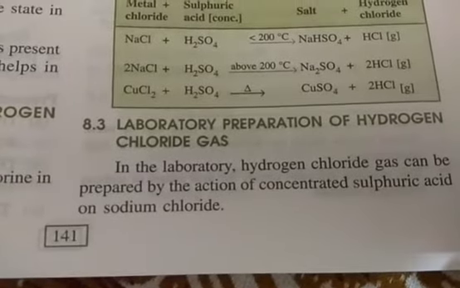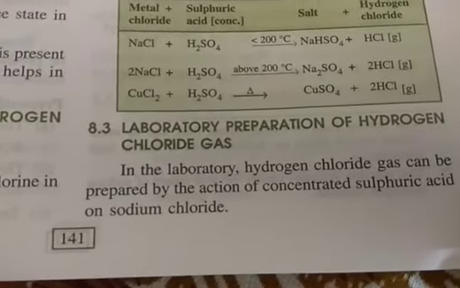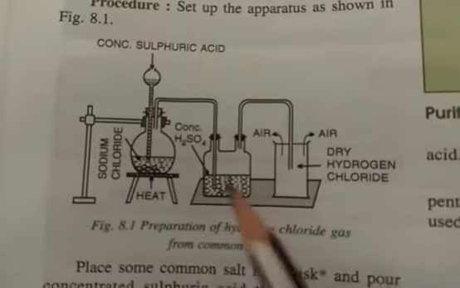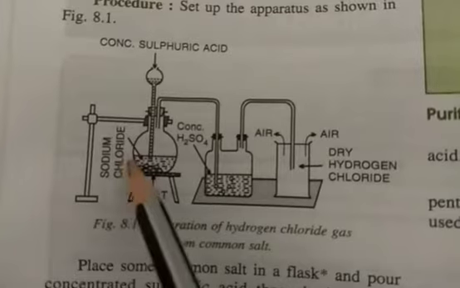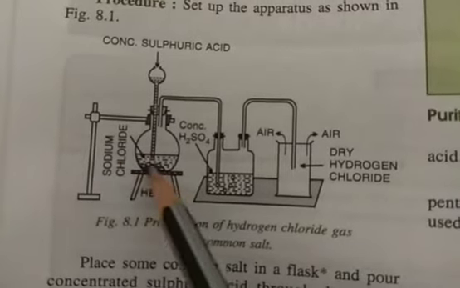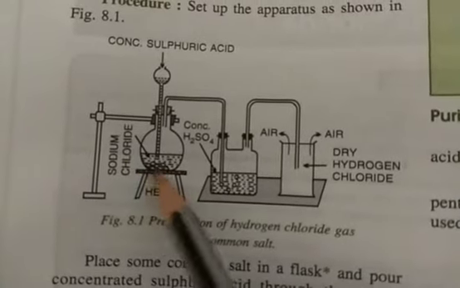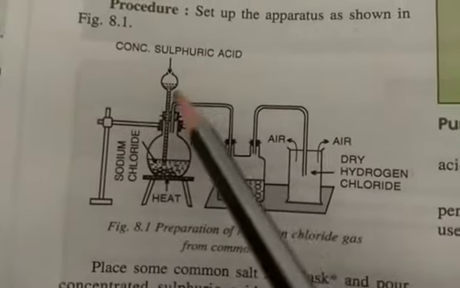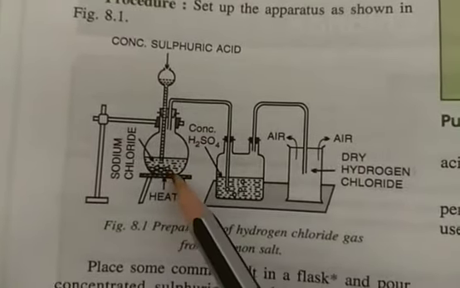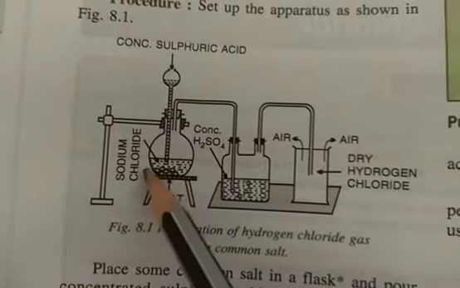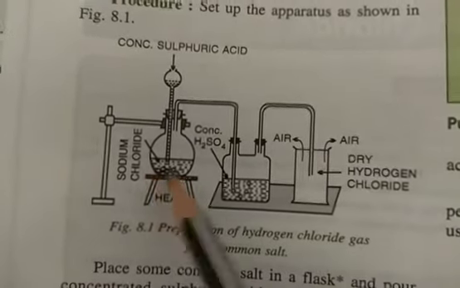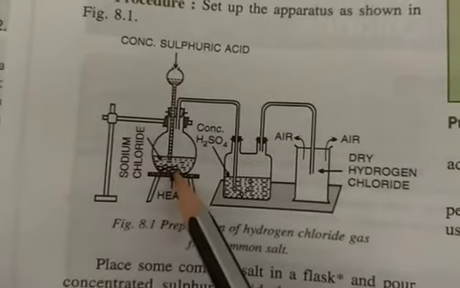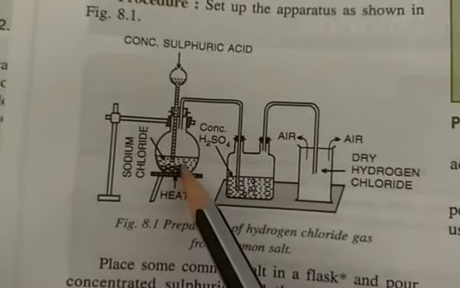Now how HCl gas can be produced in the laboratory, let us see. Now students, this is a setup for HCl production. Here crystals of sodium chloride have been taken, and with the help of a thistle funnel, concentrated sulfuric acid is added dropwise. As you saw on the last page, sodium chloride reacts with sulfuric acid to produce HCl. Now HCl will be produced in the form of gas.